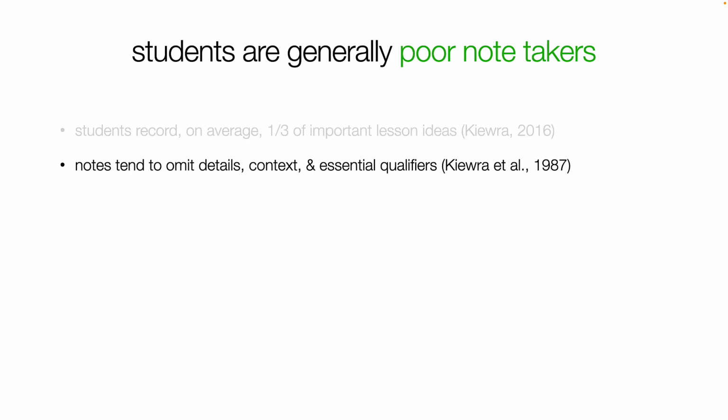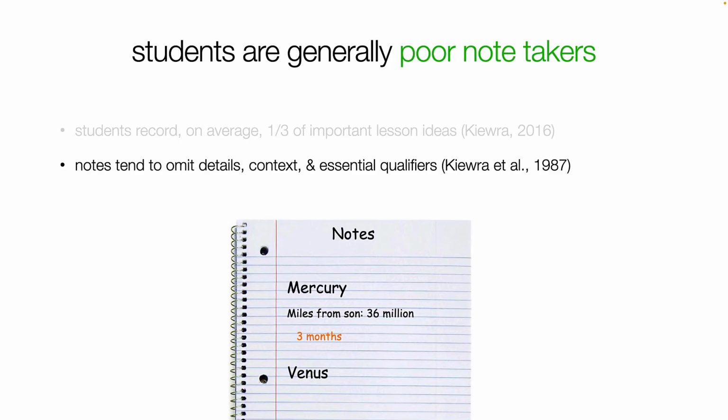Also, students' notes tend to omit important details, context, and other essential qualifiers that add clarity to the main ideas. For example, a student learning about the planets might have in their notes "3 months" without indicating what for. 3 months for what? Students do tend to capture the main ideas from a lesson in their notes, but not so often important content or qualifiers that are needed to make sense of the main ideas.